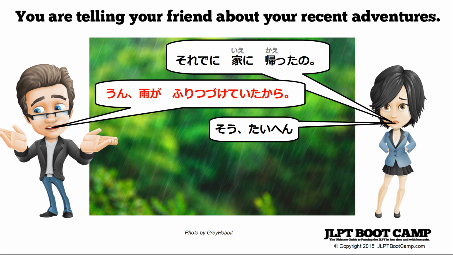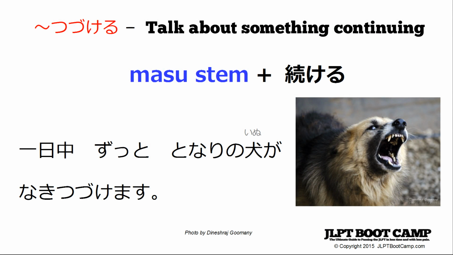And you were using tsudukeru. So this is to talk about something continuing. Again, very easy to form, masu stem plus tsudukeru. And a quick thing to note, the kanji for tsudukeru that you see there is not an N4 kanji. You probably won't see it on the test. So you'll probably always see this just written in kana. But just so you know what the kanji looks like, I put it on there if you're reading some other kind of material. Again, as with the other verbs that I mentioned, sometimes it's written in kana, sometimes it's written in kanji. So just be aware that they both exist.